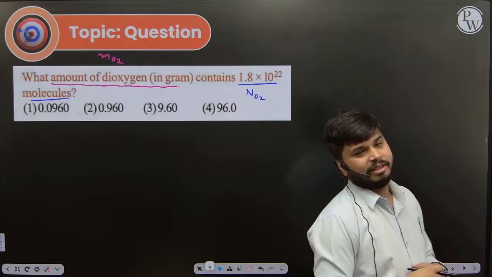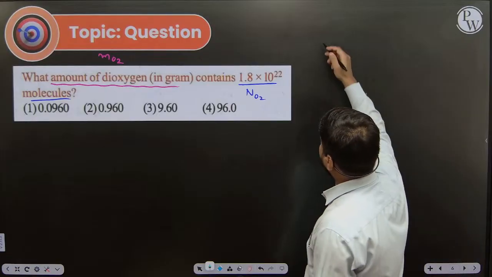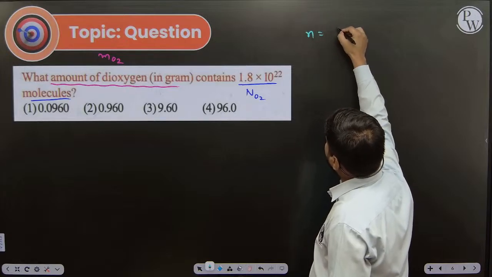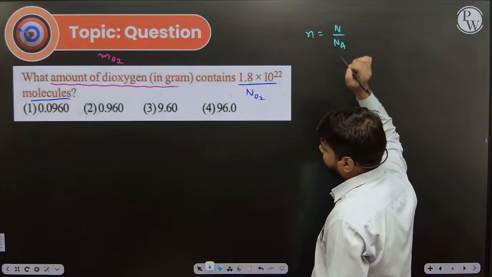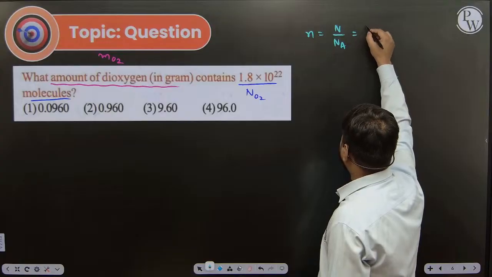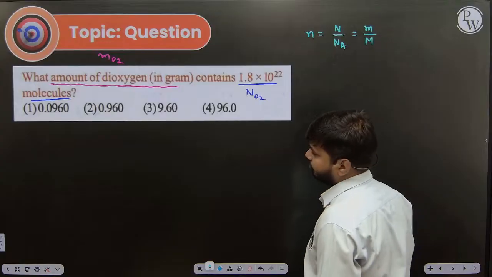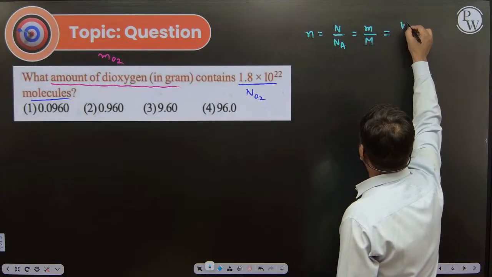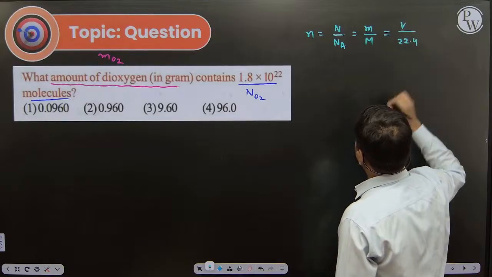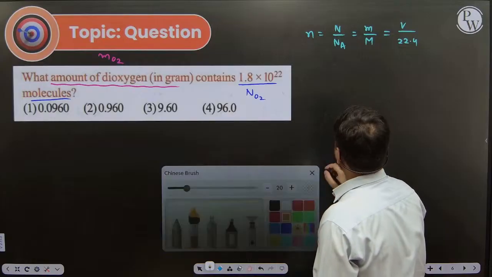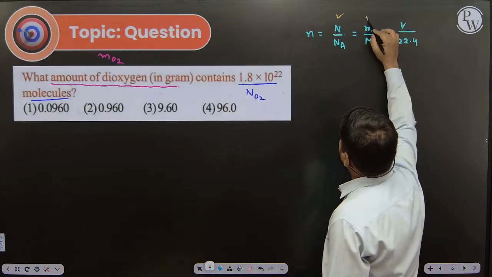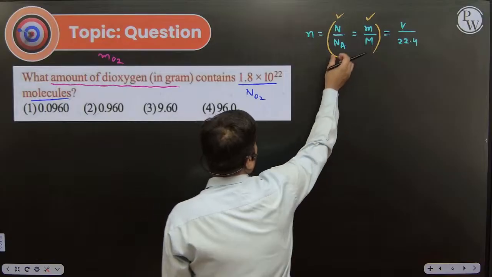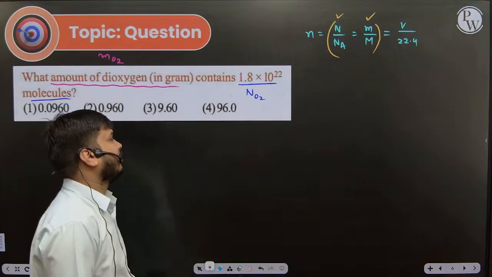Before calculating, let's talk about the formulas which we have discussed. We have seen many formulas. The number of moles is equal to number of particles by Avogadro number. One more formula which we saw was mass upon molar mass, and the other formula was volume of gas divided by 22.4. Here we have been given the number of particles, and from that we have to calculate the mass, so we are going to use these two formulas so that we can easily calculate the mass.